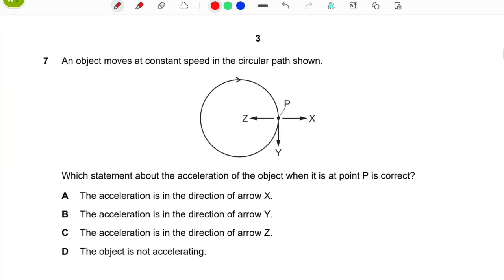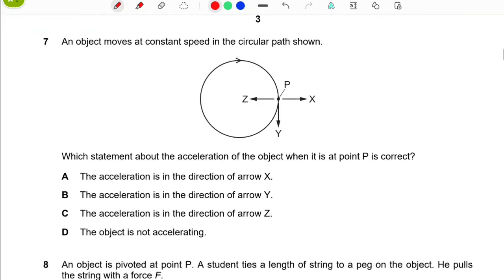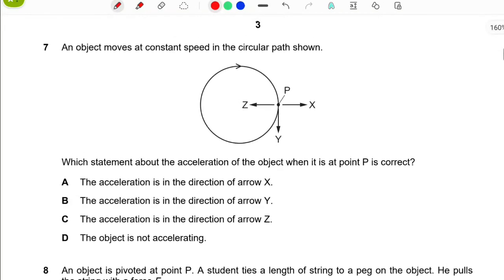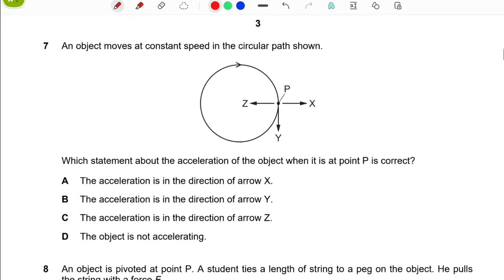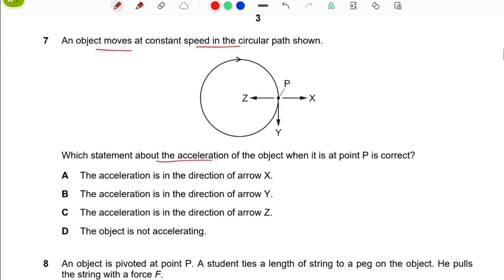Now question number 7 says this, and this is a pretty much easy question, and in almost every MCQ it appears, so I will just give you the usual or standard method on how to approach this type of question. An object moves at a constant speed in a circular path as shown. Which statement is correct about the acceleration of the object when it is at point P?